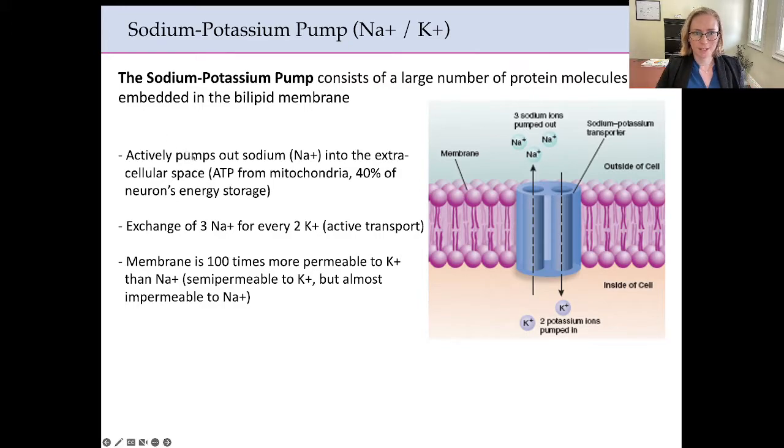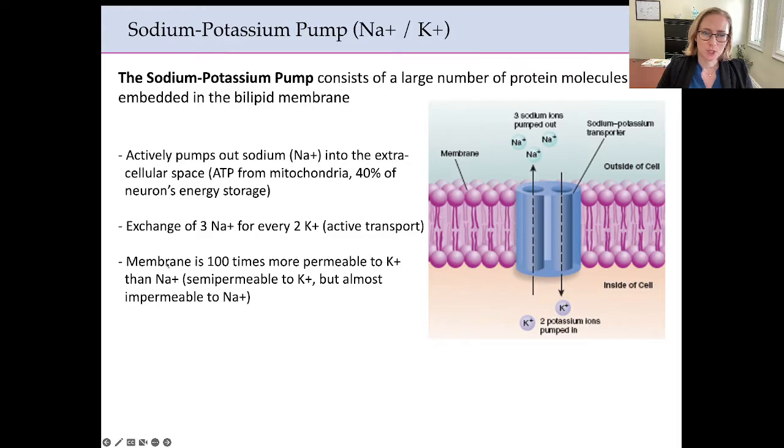So it's going to actively pump sodium into the... Did I write into? I meant to write out. Oh my gosh, that's a typo. I am so sorry. This is supposed to say actively pumps out sodium. Oh yeah, actively pumps out sodium into the extracellular space. No typo. I was just reading it wrong. This takes ATP. This takes energy.